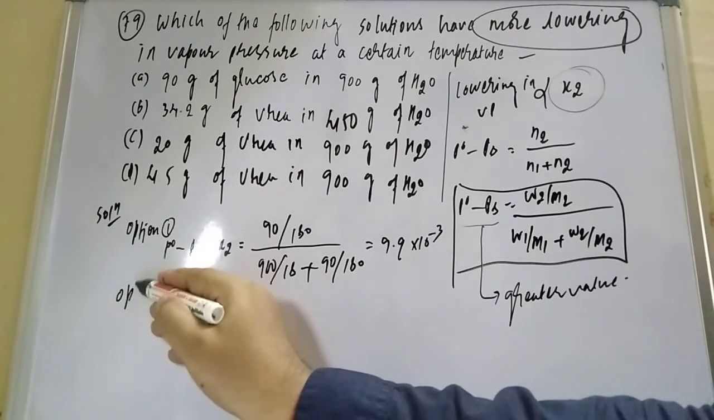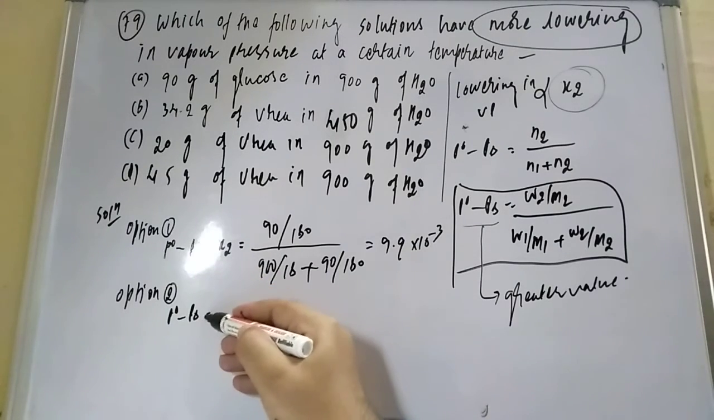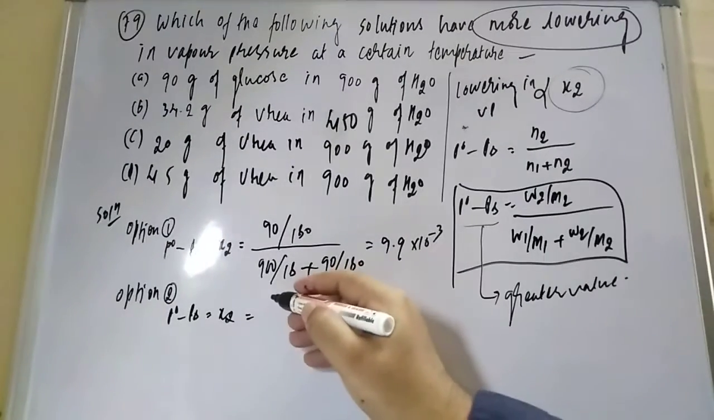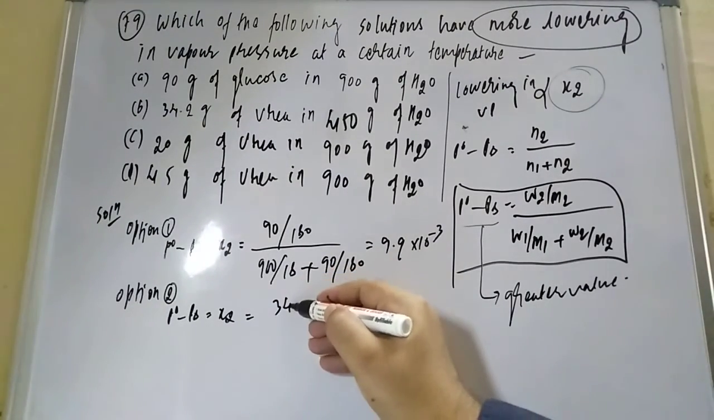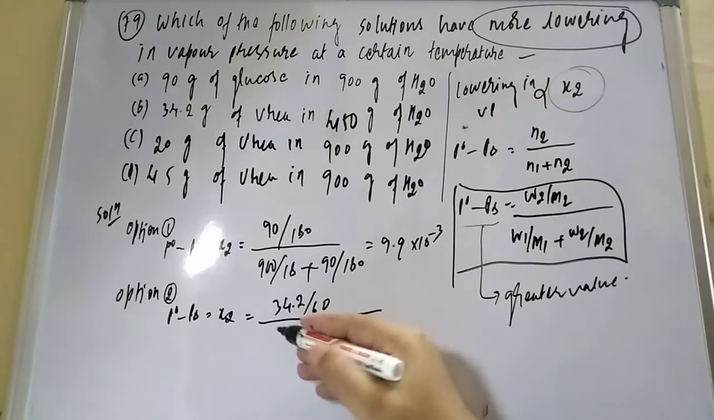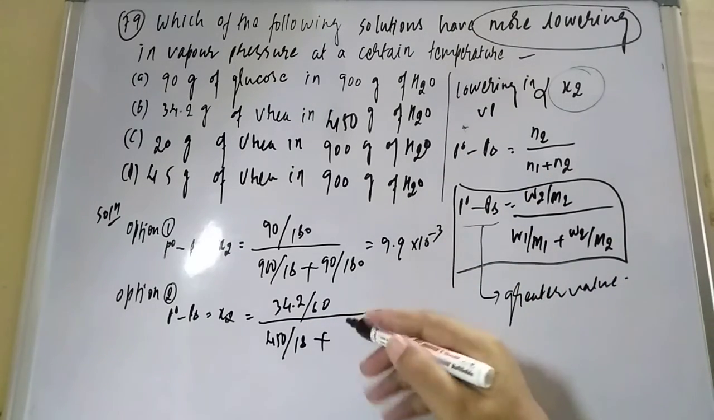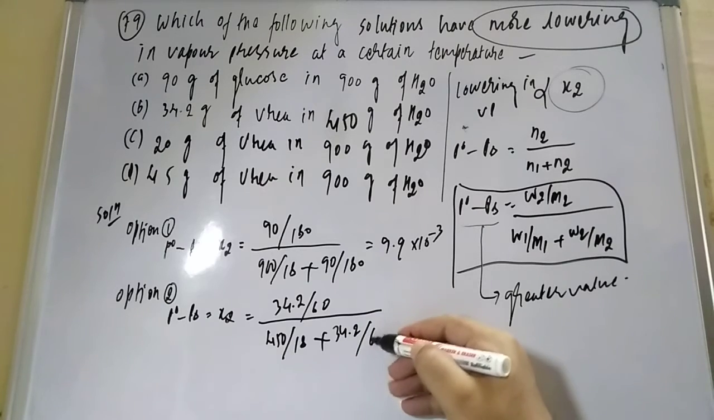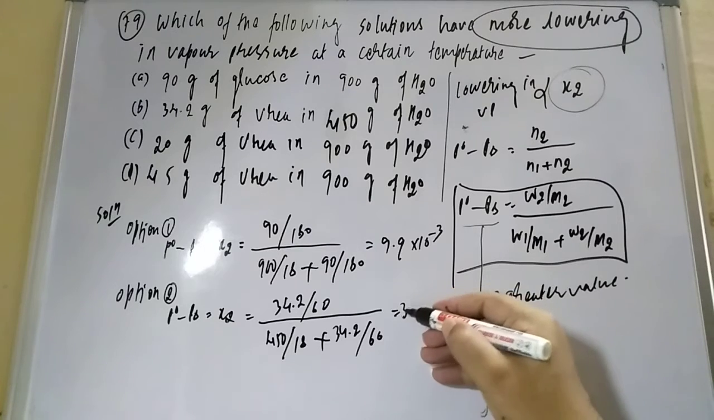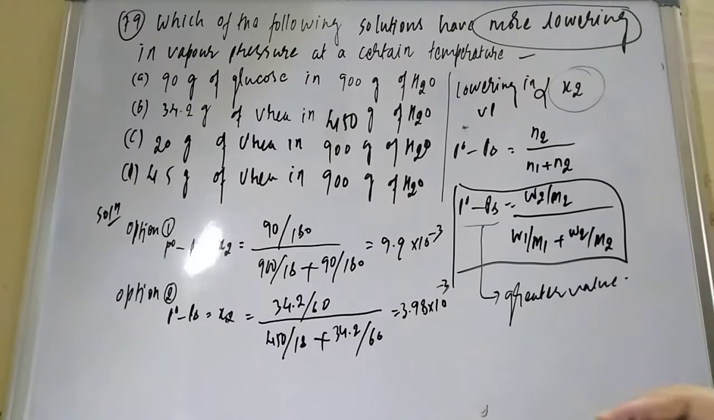If you are checking option number 2, then P naught minus PS equals X2 according to Raoult's law. So how much is there? 34.2 gram urea. So here it is 34.2 upon the molar mass of urea, which is 60, divided by, in the 450 gram of water, 450 upon 18, plus 34.2 upon, again, the molar mass of urea, which is 60. So how much is coming, student? 3.98 into 10 power minus 3.